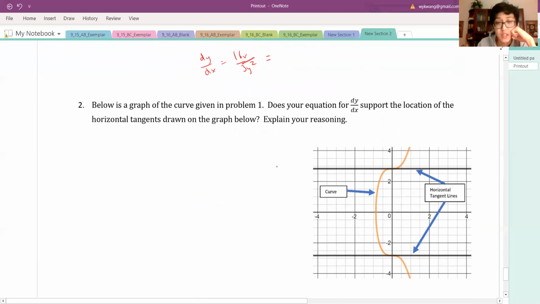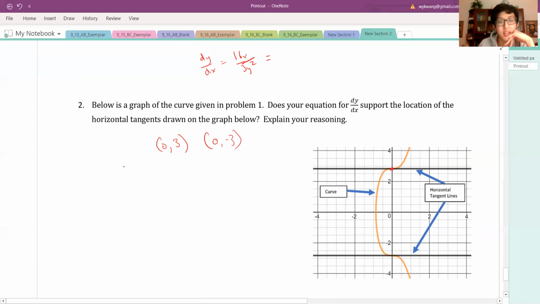We can figure out the points. They're at x equals 0. Well, they're at these coordinates: x equals 0, y equals, what is that like? Let's just say it's close to 3, so (0, 3) and (0, -3). So does the equation for dy dx support the location of the horizontal tangents drawn on the graph below?